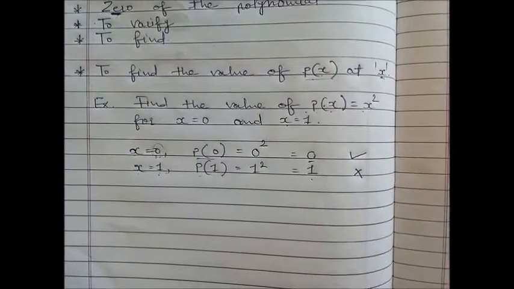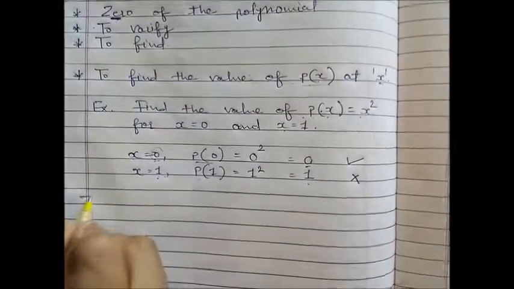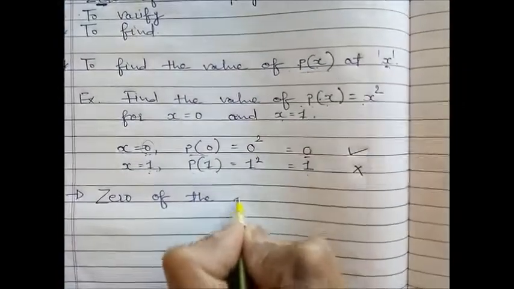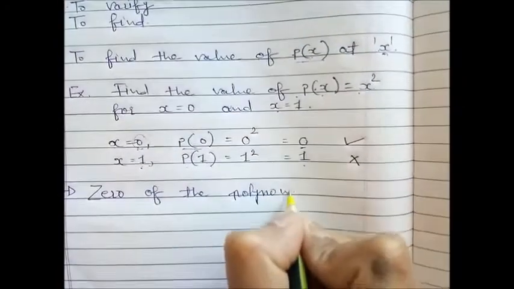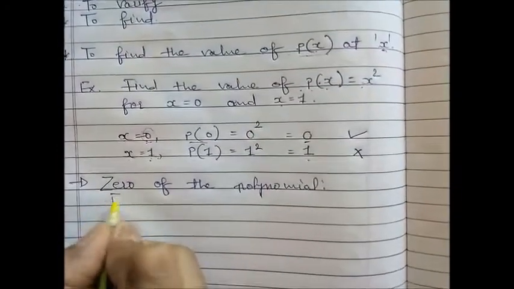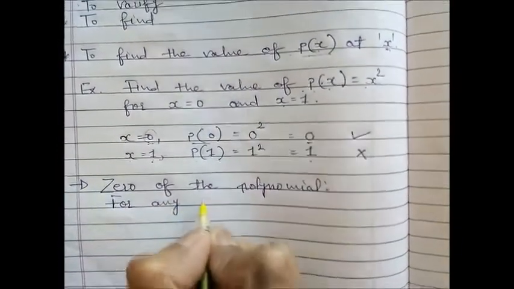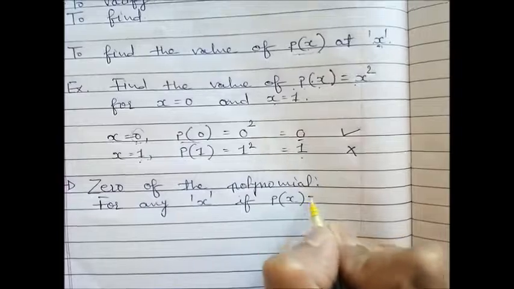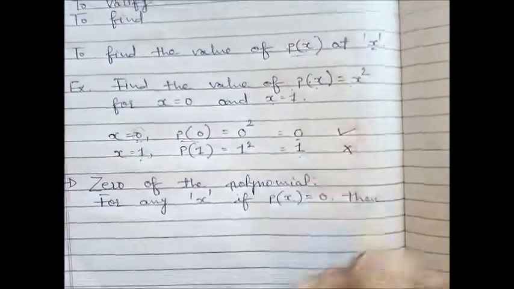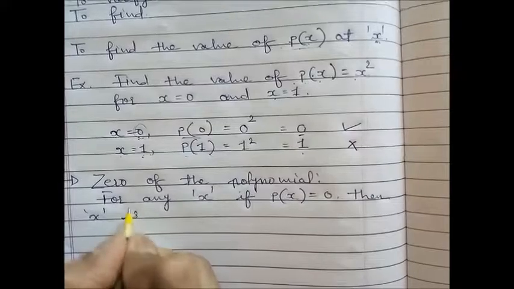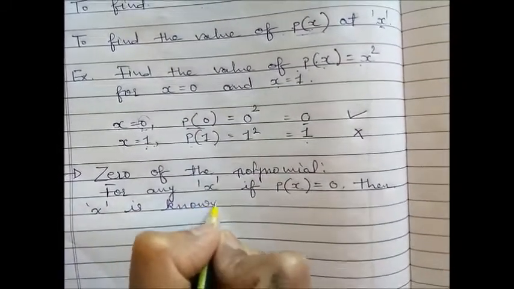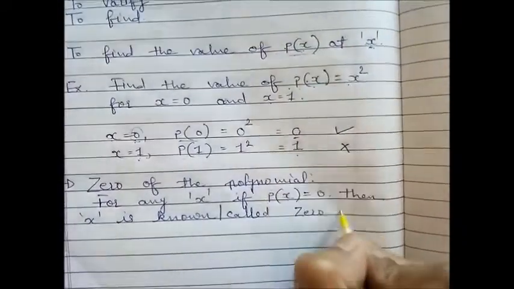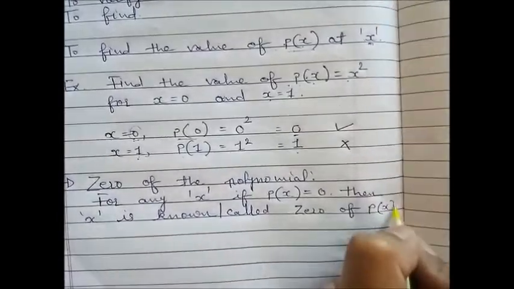Let's write this in words. What is zero of the polynomial? For any x, if p of x is equal to 0, then this x is known as, or else called, zero of p of x.